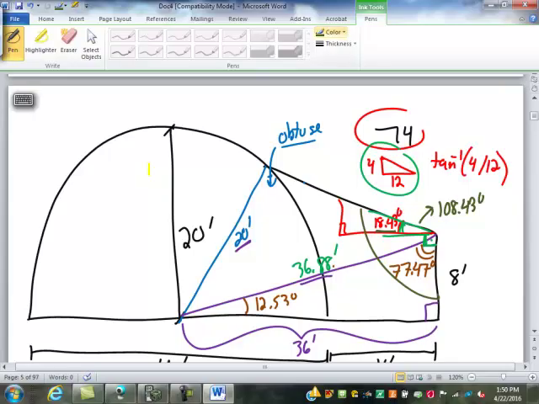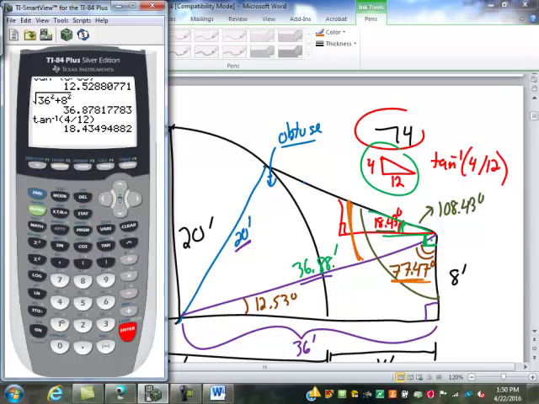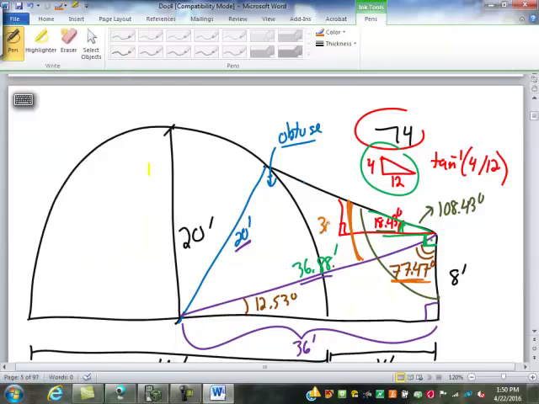So you might be wondering, okay, how does that help me? Well, because I know that this piece here is 77.47, I can now find this angle by taking 108.43 minus 77.47. That is 30.96 degrees. Get some of this out of here so I can read. There.